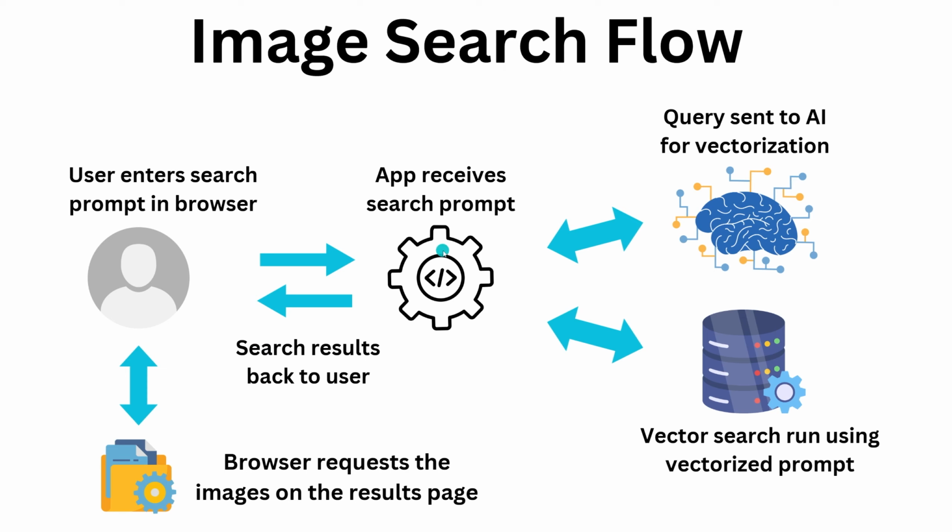So user sends a prompt, prompt gets vectorized by the same AI. That vector embedding of their prompt is used to run a vector search. The results of that are sent back to the browser, and then the corresponding images of those results are loaded from the server as well.